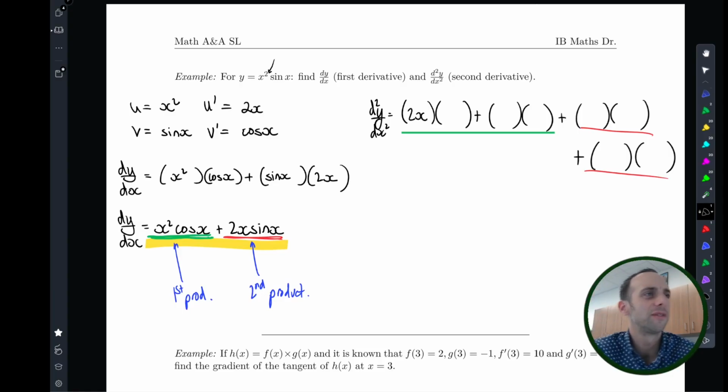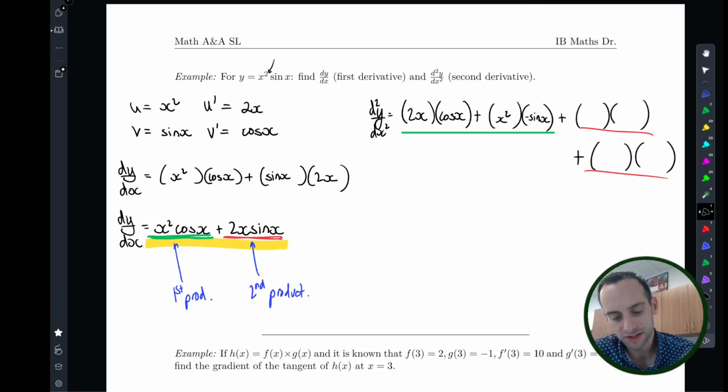2x, that's the derivative of x squared. We're going to leave the cosine x alone. We're then going to leave the x squared alone, and we're going to take the derivative of cosine x, which we know from the previous lesson, that's negative sine x. So the derivative of the x squared cosine x is now complete.